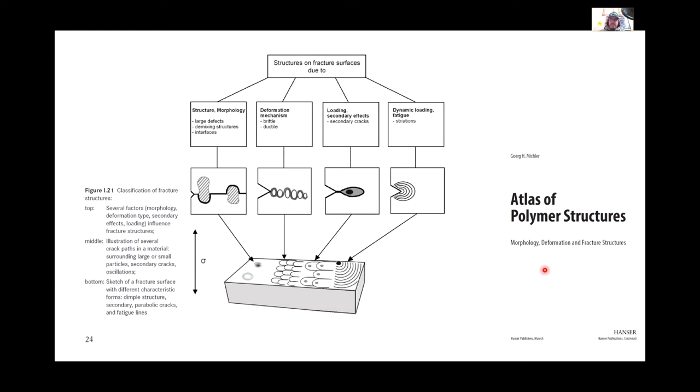And again, I've borrowed it from this book, Michler, Atlas of Polymer Structures. And it's actually kind of cool. It shows a schematic representation of how things look and different types of fracture morphologies, if you will. And I've written quite a few papers myself, with my students, on different failure analysis situations for polymers, and I'll share with you some of the figures here.